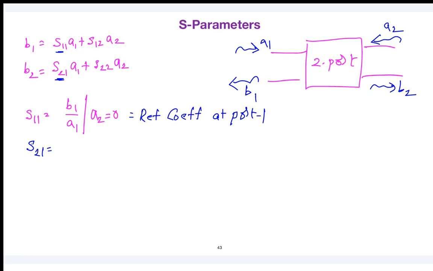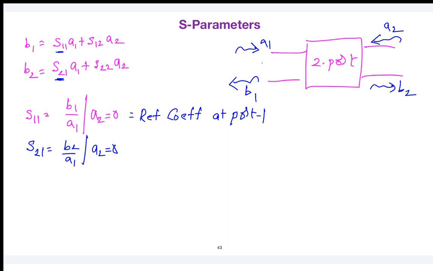Similarly, can you tell me S21? S21 is basically B2 by A1, provided A2 is equal to 0. Which means when there is no power applied here, B2 can be contributed due to the transmission. So I can call it a transmission coefficient. So when there is no power here, the B2 contribution will be due to the transmission from A1. So B2 divided by A1 is called the transmission coefficient from port 1 to port 2.